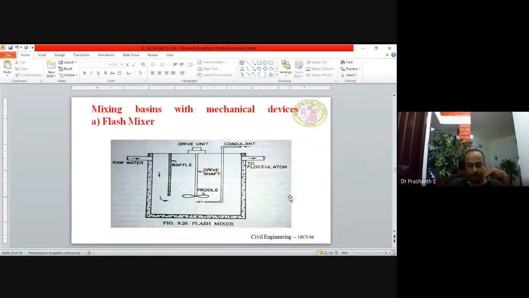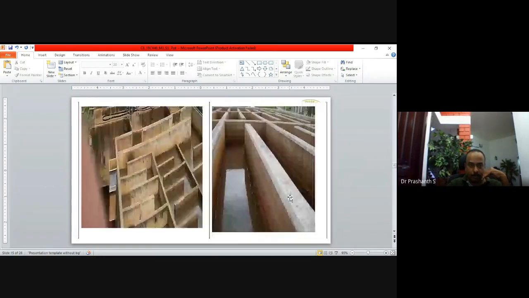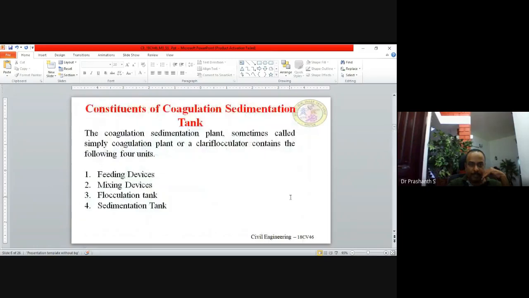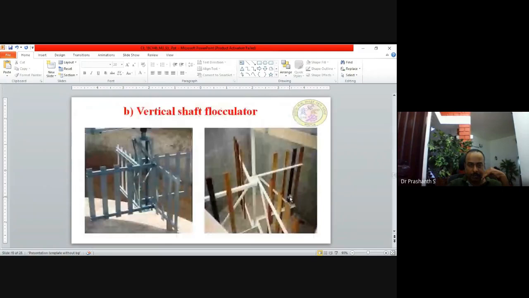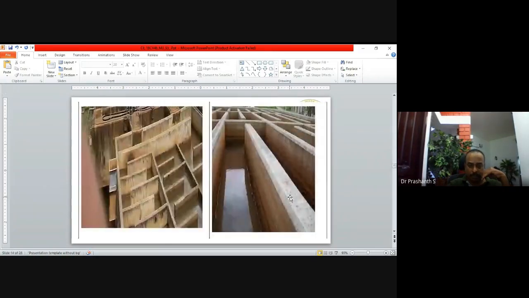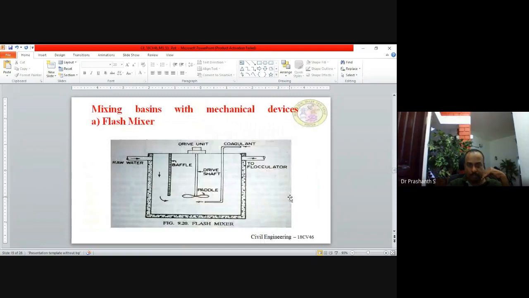Next, after this one, the flash mixer. The flash mixer runs through some motor arrangement, an electrical motor. It is going to mix up the coagulant and the water. Then it is taken to the next process. So first is the feeding device, next the mixing device. The mixing device may use baffle walls, vertical or horizontal walls, or a flash mixer.